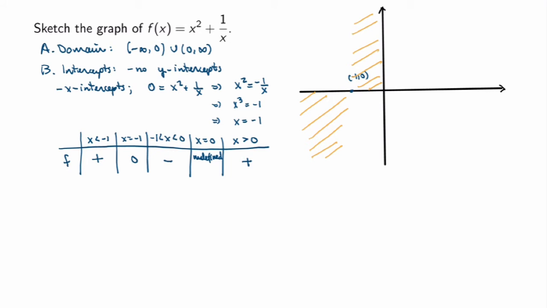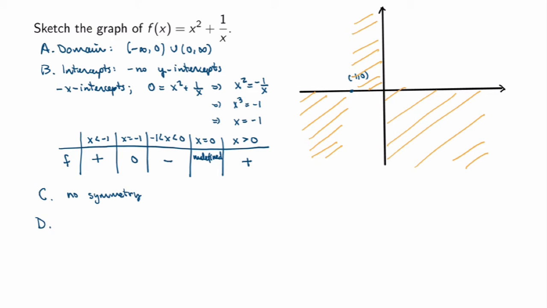And for x greater than 0, the function is positive, so I can shade the negative region. So what else can I extract from the function itself? Well, I can ask about symmetry of the function, but here the function is not even, nor odd, nor periodic, so there's no particular symmetry for that function.